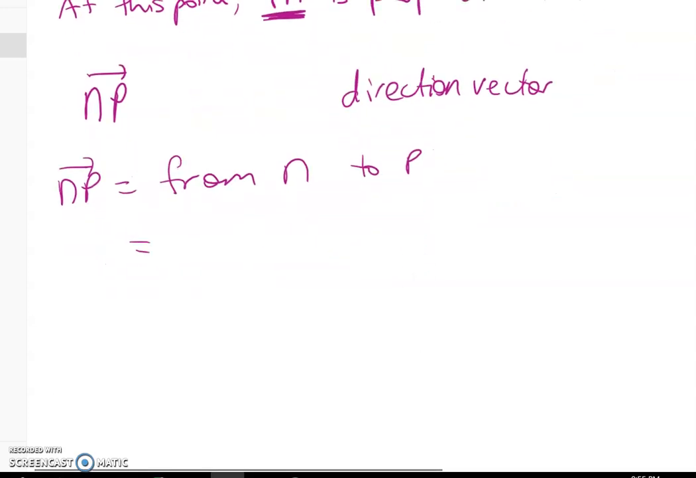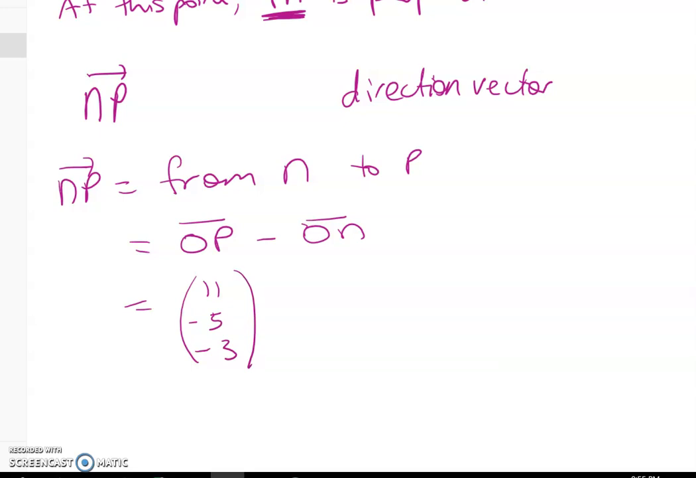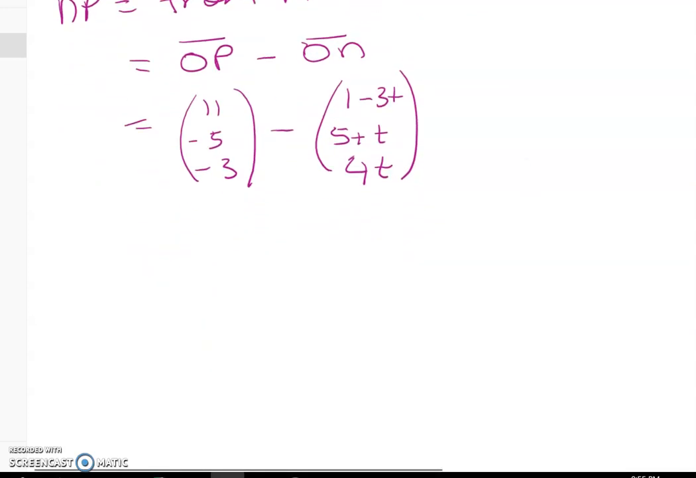So what's the vector of NP? Well, that comes from OP minus ON. OP is 11, negative 5, negative 3. That's my point turned into a position vector. Minus 1 minus 3t, 5 plus t, 4t. So that works out to be 10 plus 3t, negative 10 minus t, negative 3 minus 4t.